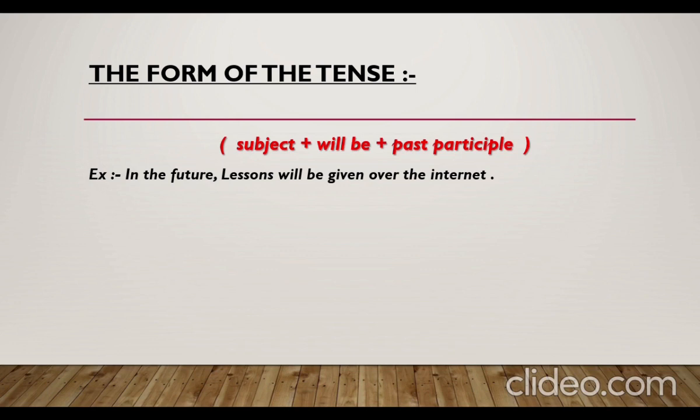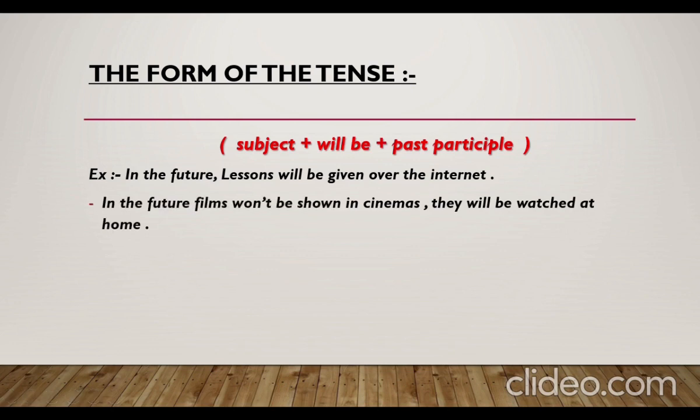Another example. In the future, films won't be shown in cinemas. They will be watched at home. Won't be shown, this is the negative form of the future passive tense. Won't is the short form of will not. In the future, films will not be shown or won't be shown. They will be watched. Will be plus past participle.